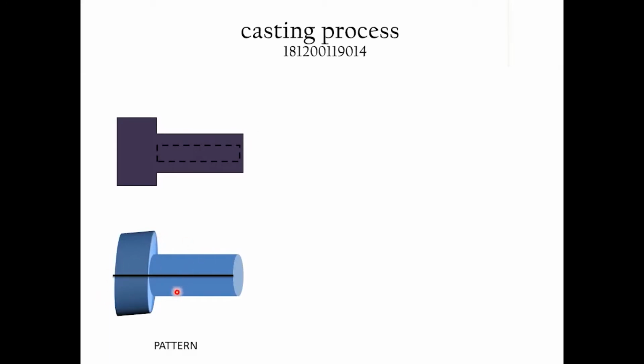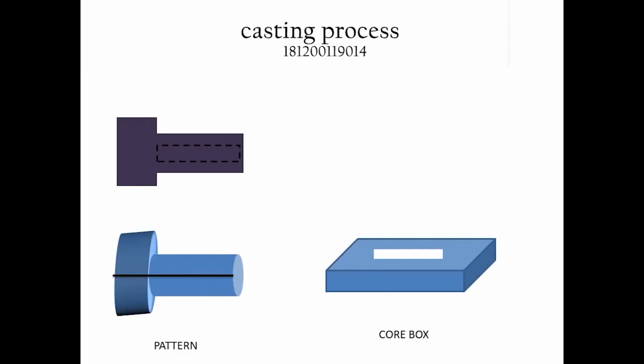This pattern is of two parts, the upper half part and the lower half part, so this is also called a two-part pattern. Now there is a core box which is used for making the core. The core is used for making a hole in the final product. So in this pattern we want a hole in the final product, and this core is used for making the hole in the final product of casting.